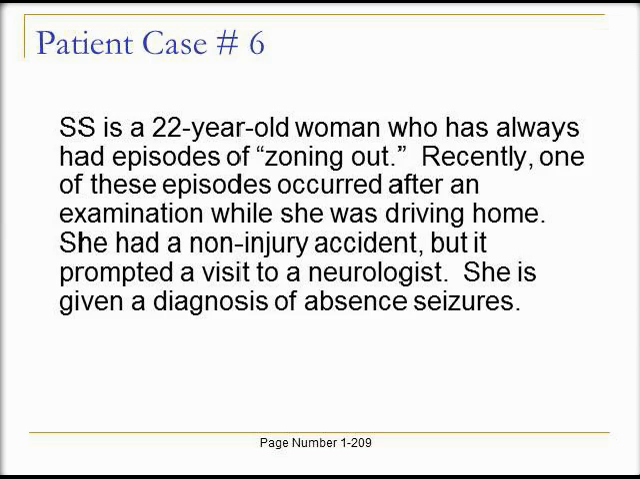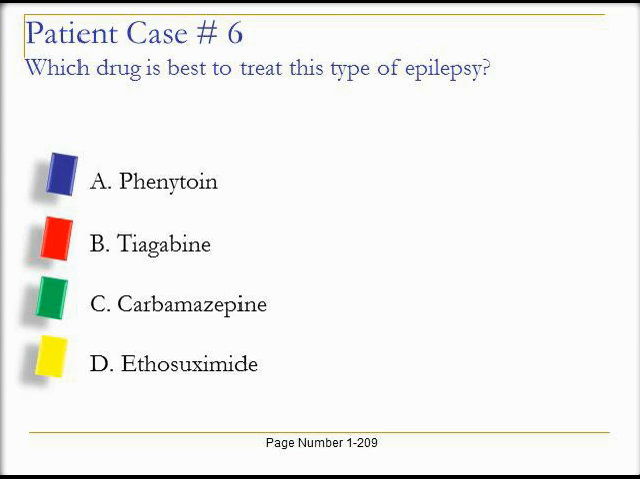Okay. SS, a 22-year-old woman who has always had episodes of zoning out. Recently, she had one of these while she was driving. She had a non-injury accident, but it did prompt a visit to the neurologist. She's given a diagnosis of absence seizures. So, which drug is best to treat this type of epilepsy? Is it phenytoin, tiagabine, carbamazepine, or ethosuximide?